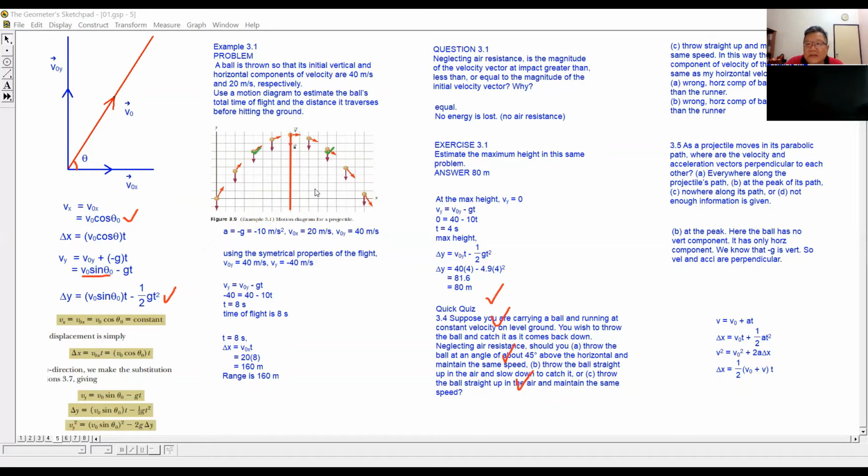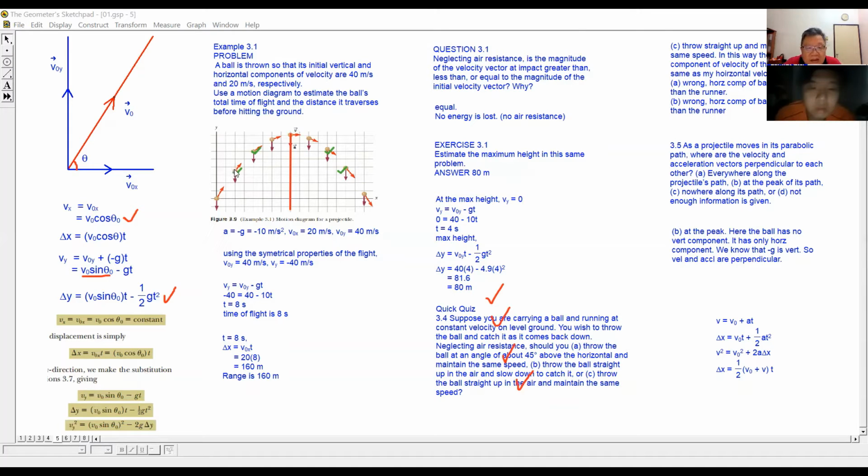Let's say at this position here, it is at a certain distance from the center line, the symmetrical line here. Let's say it's 10 meters. Then on the downward journey, at the same horizontal level, it will also be 10 meters away. So the flight is actually symmetrical about the line going through the maximum height. Not only the distance is symmetrical, the velocity, the speed is also symmetrical.